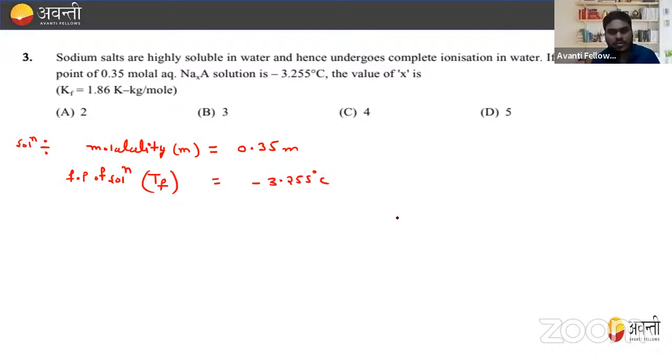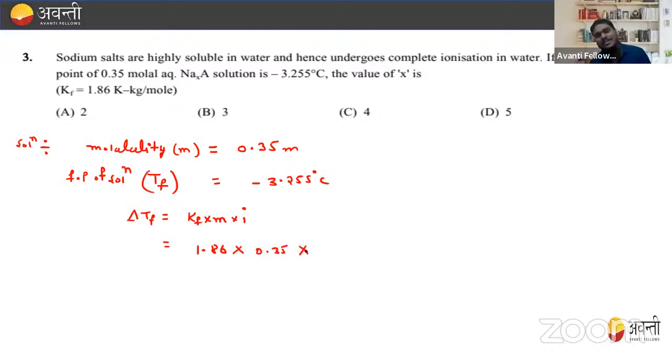We know that sodium salt, when it undergoes complete ionization, will give ions like this, right? So how will you actually calculate this value? We know that delta TF is equal to KF into molality into i. Here KF is already given as 1.86 Kelvin kilogram per mole. And what is the molality here? The molality is also given, that is 0.35.